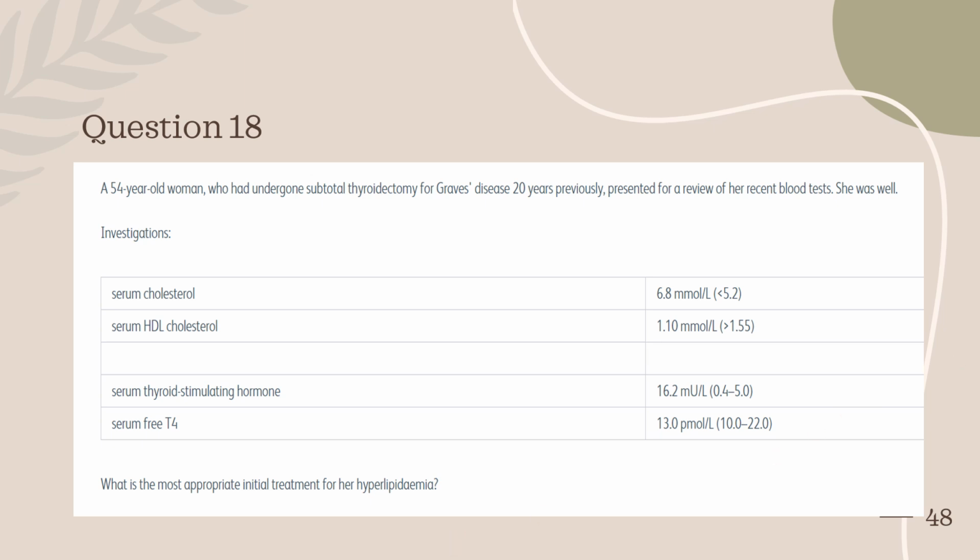So there is nothing asked about the thyroidism. Here the question is about hyperlipidemia. So here they are testing your knowledge whether you know there is an association of hypothyroidism and cholesterol. Hypothyroidism can cause raised cholesterol. So here the TSH is high, which means there is hypothyroidism, and cholesterol is high, which means there is hypercholesterolemia. So hypothyroidism is the underlying cause for her hypercholesterolemia.